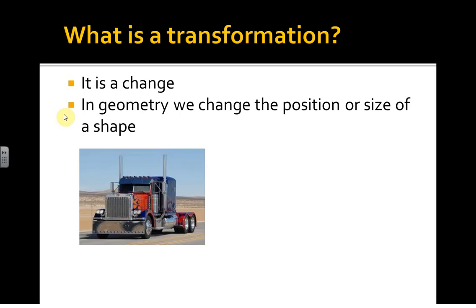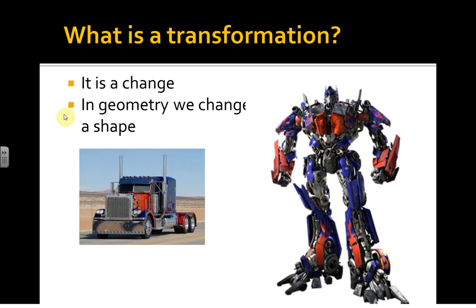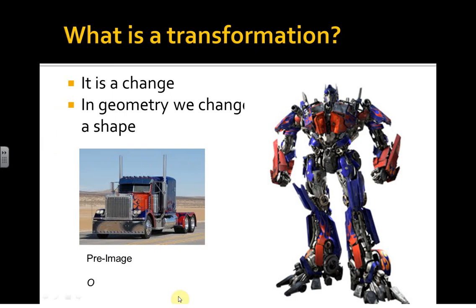The easiest way to remember this, in my opinion, it's just a notation thing, is Transformers. So we have Optimus, who turns into Optimus Prime, right? So as a truck, he's Optimus, and then he transforms into Optimus Prime. He changes. The reason I use this example is because for the pre-image, we can just call that O or A or B or C or whatever. And then the image is O prime. So that's why I use Optimus Prime.